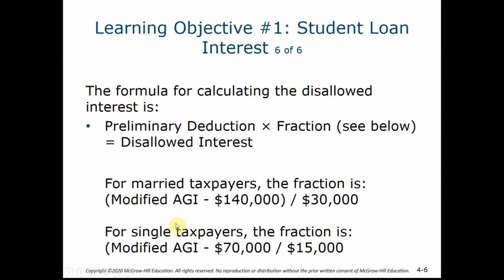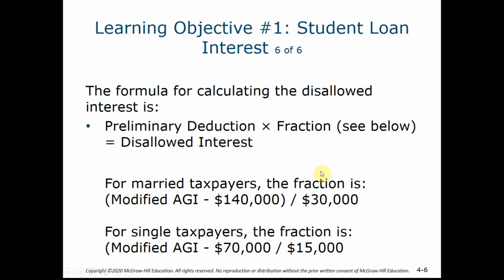So then the calculation for the phase-out, if it applies to the taxpayers, is the preliminary deduction, the interest, times the fraction or the extent to which the taxpayer's modified AGI exceeds $140,000 for married filing joint. And then we would divide that by $30,000, and this $30,000 is the range, the difference between the $140,000 low end of the phase-out range and $170,000, the high end of the phase-out range for married filing joint.